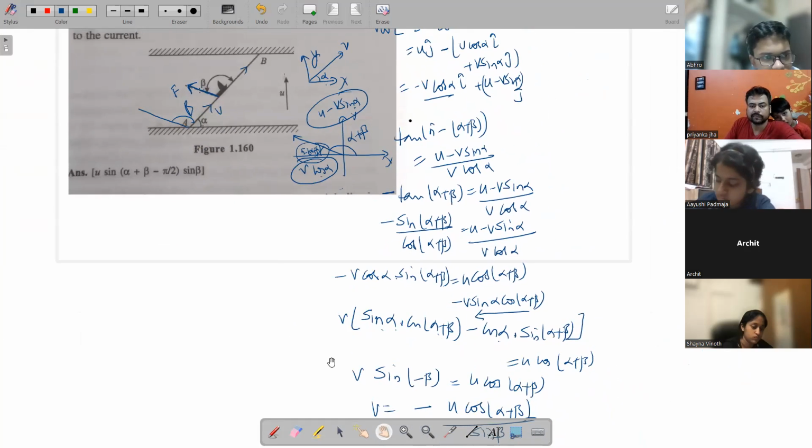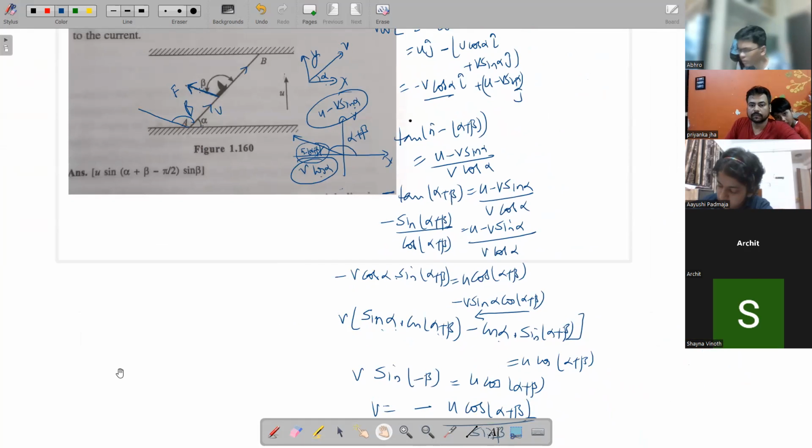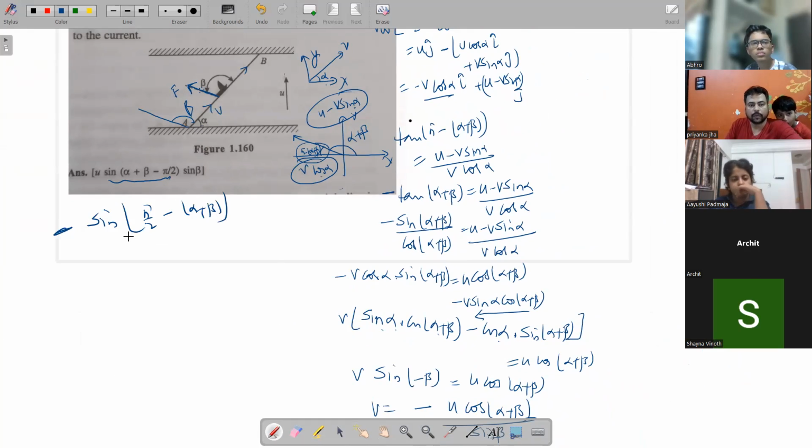If you have any doubt, ask. So that's not the answer they've given. Yes, this is the same answer. See, take the minus out. So sine of (pi by 2 minus theta) is cos theta. Simple, no? Same, no?